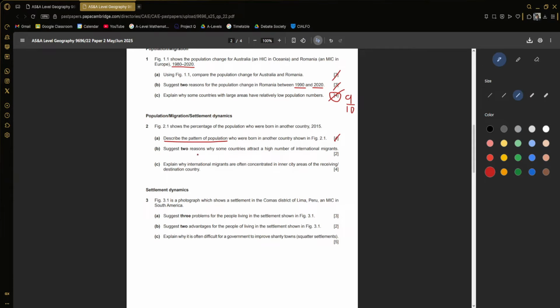For 2B, suggest 2 reasons why some countries attract a high number of international migrants. And essentially, this is just 2 pull factors. As you can see here, this is just 2 marks for 2 reasons, so you don't need any development. You can just talk about 2 reasons, like countries having greater educational opportunities. If you want to bring in examples, you can. You can talk about how there's higher pay in certain countries, like in the USA compared to Mexico, and you just get that 2 marks.